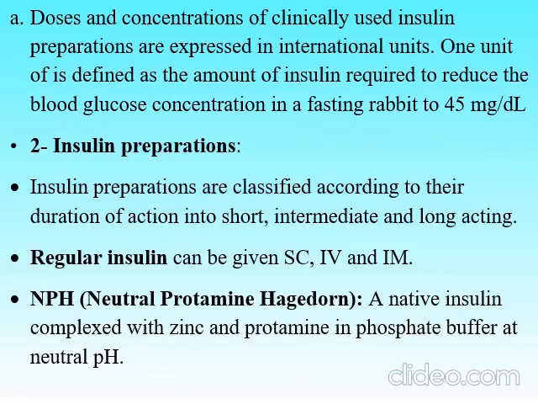Doses and concentration of clinically used insulin preparations are expressed in international units. 1 unit of insulin is defined as the amount of insulin required to reduce the blood glucose concentration in a fasting rabbit to 45 milligrams. This means 1 unit can reduce blood sugar by 45 milligrams per dL.